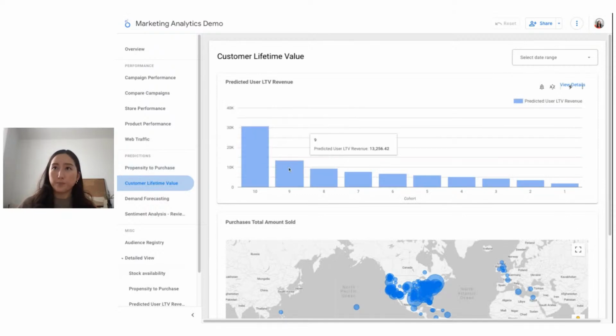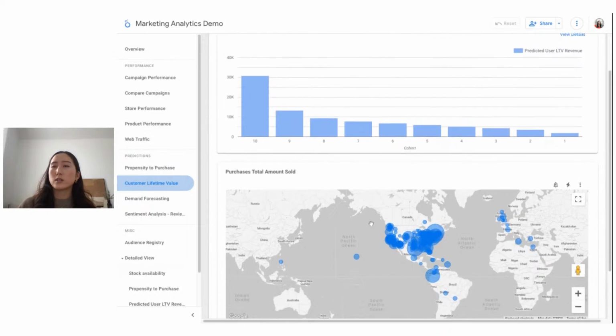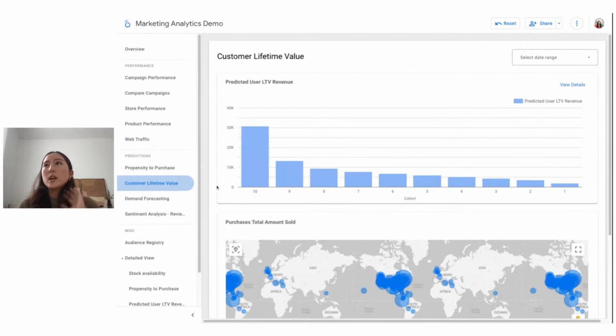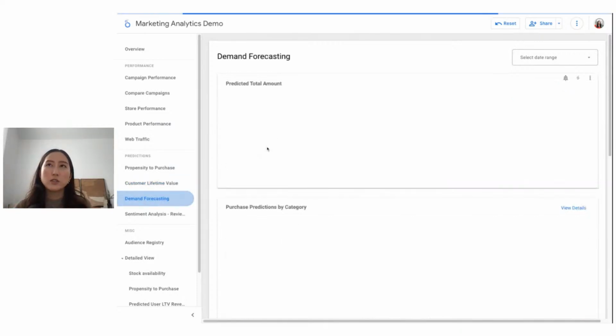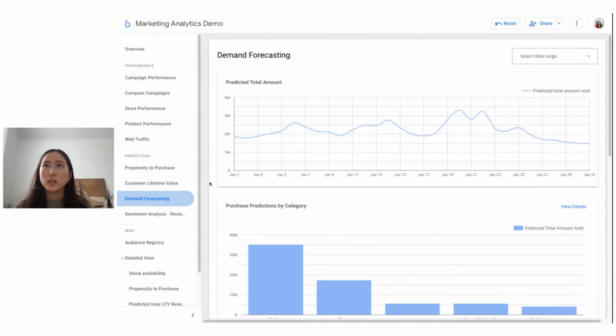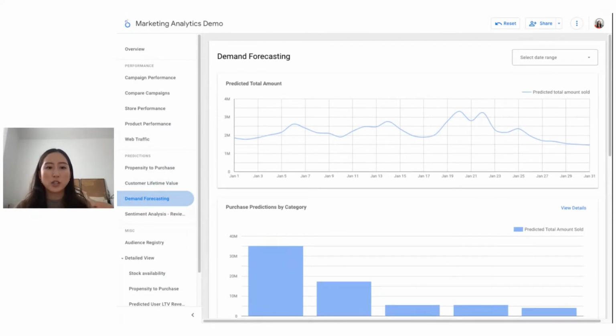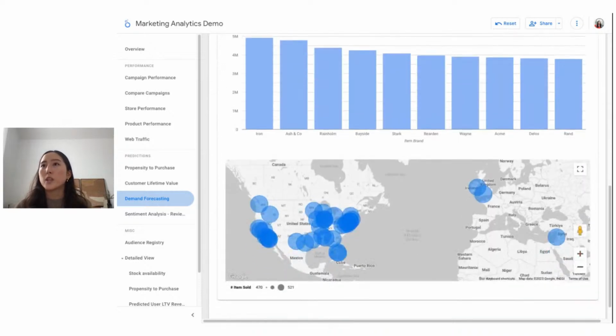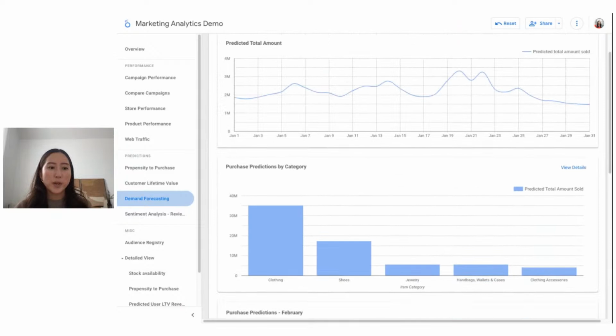Then she can also predict the lifetime value of her customers. So she can see the different users and also predict what value they're bringing. And she can see which customers have the highest value and the lowest value and cater her advertising towards that. Then she can do demand forecasting to project demand and make sure she understands which categories her operations team is going to have to focus on to make sure there's enough supply, and just make sure that her organization is prepared.